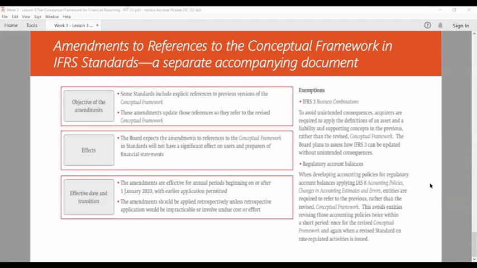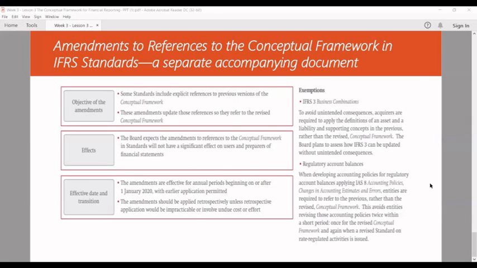The amendments are effective for annual periods beginning on or after January 1, 2020, with earlier application permitted. The amendments should be applied retrospectively unless retrospective application would be impracticable or involve undue cost or effort.